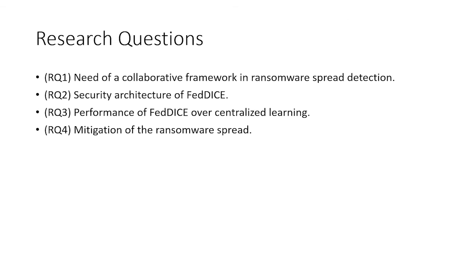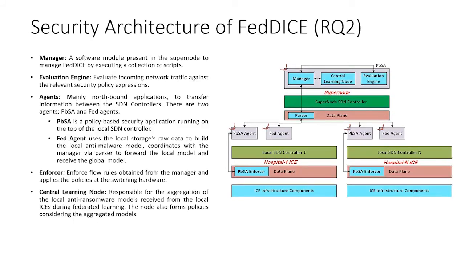We investigate and answer the 4 research questions in this work as presented in this slide. Let's go one by one. Let's start with research question 2. That means this provides the details on how the security architecture of FedDICE for the model development, detection and mitigation of ransomware spreads looks like.